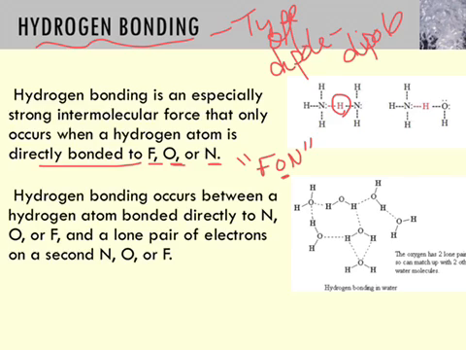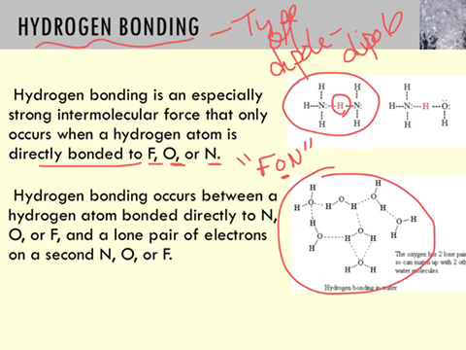Anyway, so ammonia can hydrogen bond, water can hydrogen bond, hydrogen fluoride can hydrogen bond. Okay, but only hydrogens directly attached to one of these three atoms can hydrogen bond. The strong attraction is just something to do with hydrogen being such a small atom. It ends up contributing to an extra strong dipole that forms. So anyway, keep a lookout for hydrogen bonding because that's the strongest type.